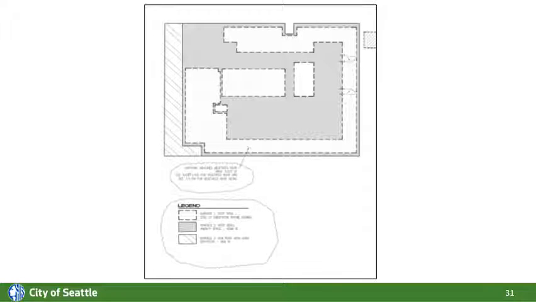This is just another example of a larger building where the surfaces are being identified. This is showing the limits of a vegetated roof versus the areas for amenity space and the non-structure area for the ground level pavement.